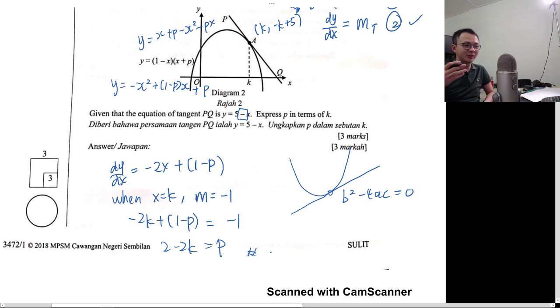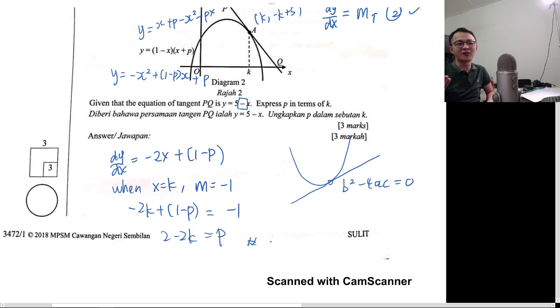If you want to know why, you should go and find out about it in this video. Basically, it comes out from the quadratic formula: negative b plus minus square root of b squared minus 4ac, divided by 2a. It comes out from that formula.